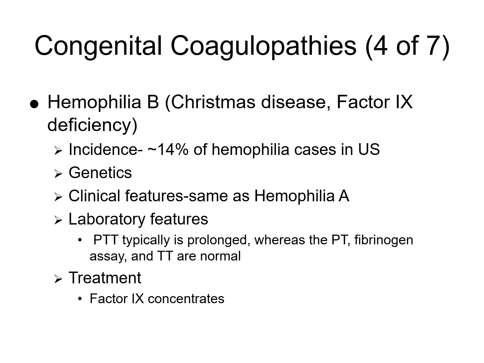So in summary, hemophilia B is an X-linked disorder caused by factor IX deficiency. This accounts for about 14% of hemophilia cases in the United States. Clinical and lab features mimic hemophilia A with that prolonged PTT and normal PT. This can be treated with factor IX concentrates and with prophylaxis for severe disease.